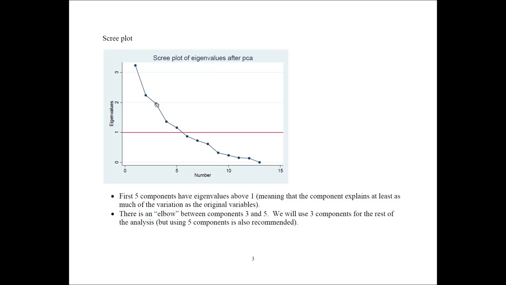Another rule is that you need to look for where there's an elbow or a break. You could argue that the first 3 account for a lot of the variation already, and there's a significant break, and these are now getting very close to 1. So you can also use 3 components, and I will use 3 components for the rest of the analysis just because it will be a little bit easier to interpret things. But again, 5 components is recommended, and you could use this as well.